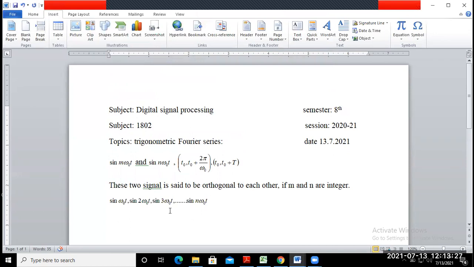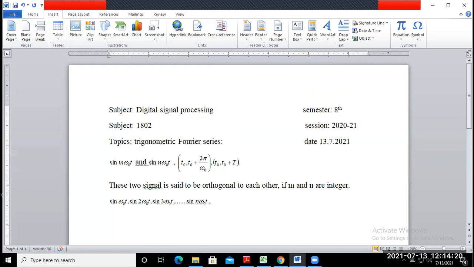If you want to represent a complete orthogonal set, we need to include the cosine functions also. The set sin omega naught t, sin 2 omega naught t, sin 3 omega naught t, up to sin n omega naught t is an orthogonal set, but if we also consider the cosine functions, then it is said to be a complete orthogonal set.